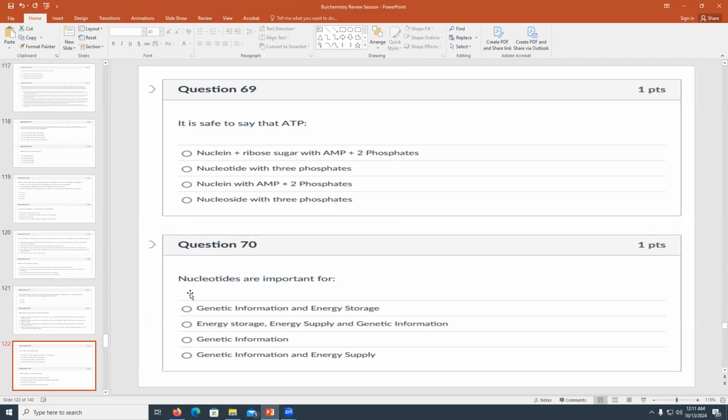It is safe to say that ATP is a nucleoside with 3 phosphates. Nucleotides are important for genetic information, energy storage, and energy supply. So you store energy by putting phosphates on them. You add adenosine monophosphate, you add one more phosphate, adenosine diphosphate, you add another phosphate, adenosine triphosphate. That's storing energy. Then we supply energy by removing the phosphates, going from adenosine triphosphate to diphosphate to monophosphate. So the answer is A.